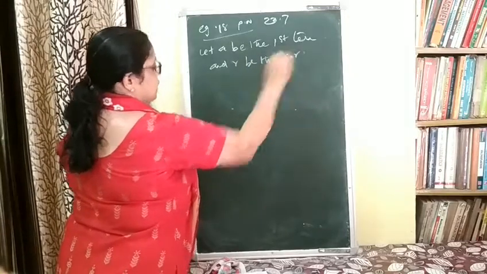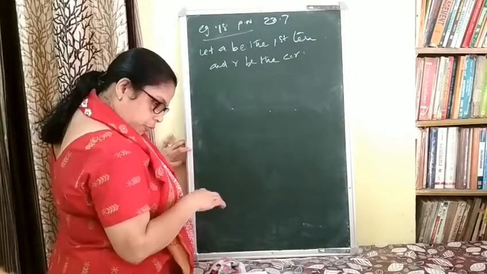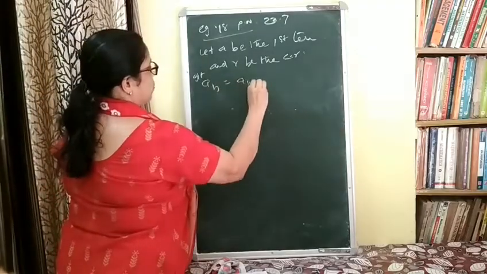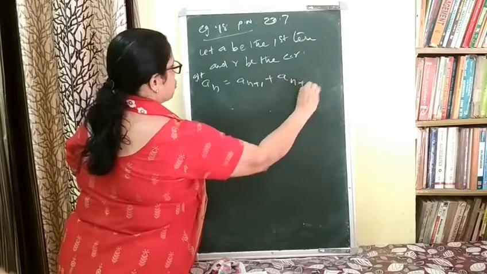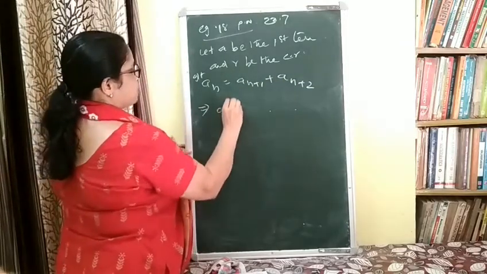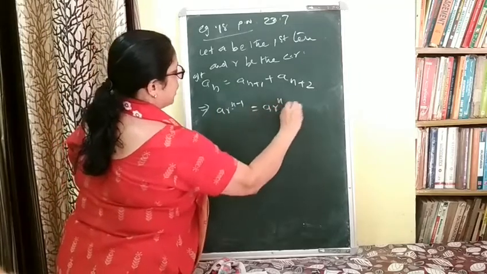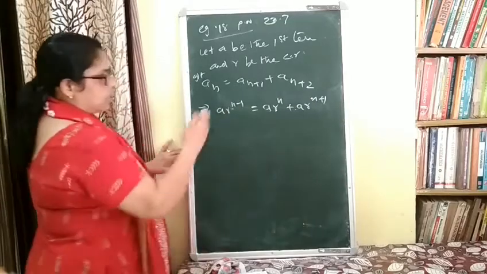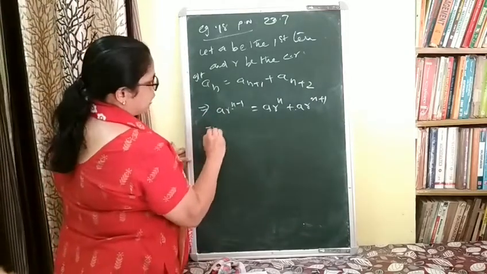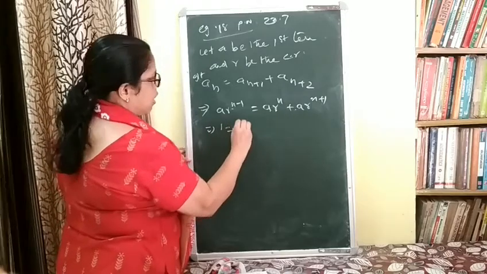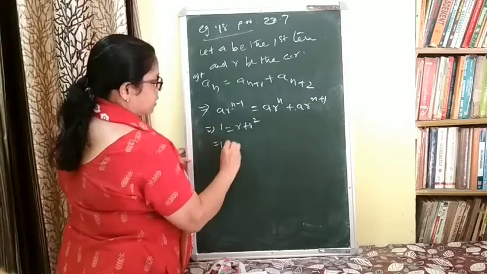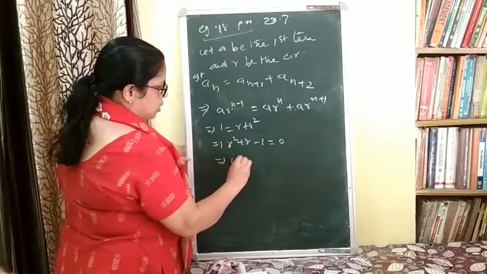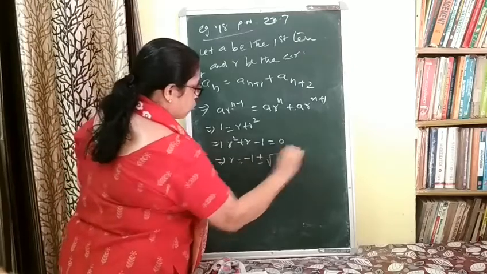You are given that any term is the sum of the next two consecutive terms, that is, an equals an plus 1 plus an plus 2. That implies AR raised to power n minus 1 is equal to AR raised to power n plus AR raised to power n plus 1. If you cancel AR raised to power n on both sides, on simplification you get 1 is equal to, you have to see this yourself, R plus R square. That implies R square plus R minus 1 equals 0. Using the quadratic formula, R is equal to minus B plus or minus root B square minus 4AC.